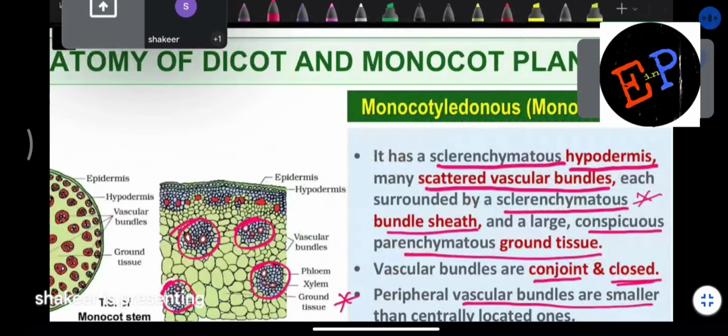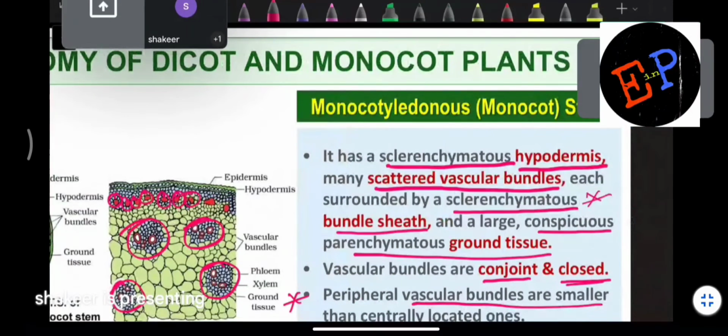Are you able to understand? Towards the periphery, you can see they are very small in size. The vascular bundles towards the epidermis will be very small in size, but towards the center they are very big in size. That is the point which you should understand. So the phloem parenchyma is absent here.